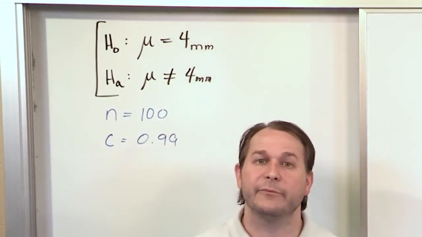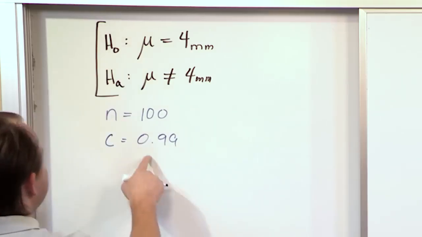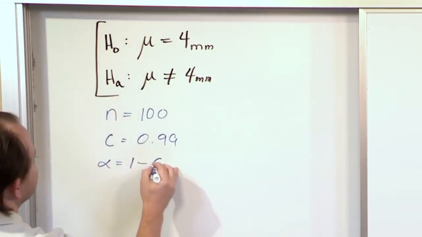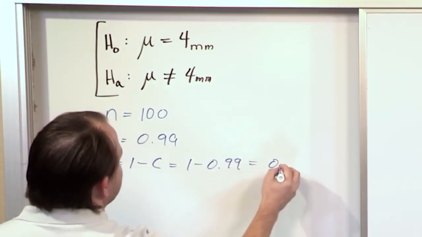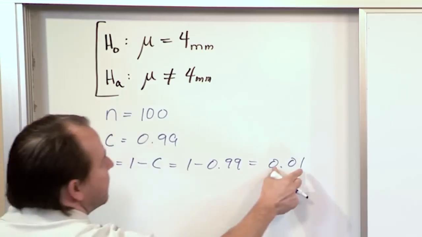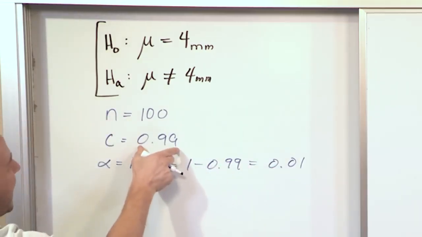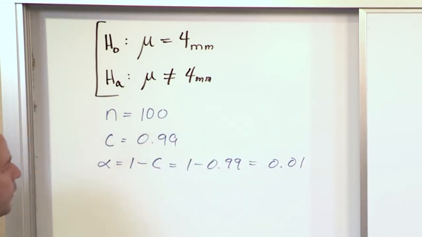Okay, now I told you, sometimes we're going to be using c, sometimes we're going to be using alpha. Alpha is simply 1 minus c. So 1 minus 0.99 is 0.01. If c is 0.99, alpha has to be 0.01. So when c is very high, alpha is very low. When you add these together, you're always going to get 1.